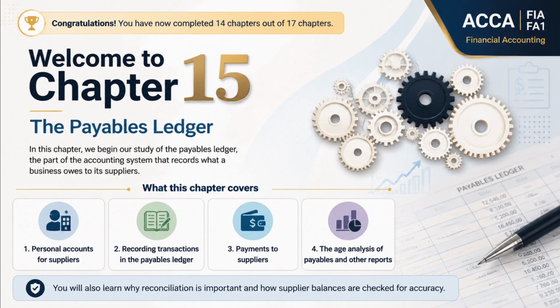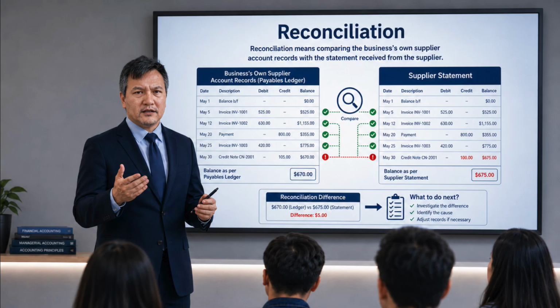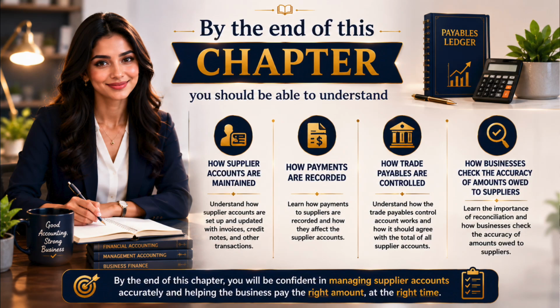We will also study reconciliation in this chapter. Reconciliation means comparing the business's own supplier account records with the statement received from the supplier. If there is a difference, the business must investigate and correct or explain the discrepancy. By the end of this chapter, you should be able to understand how supplier accounts are maintained, how payments are recorded, how trade payables are controlled, and how businesses check the accuracy of amounts owed to suppliers.